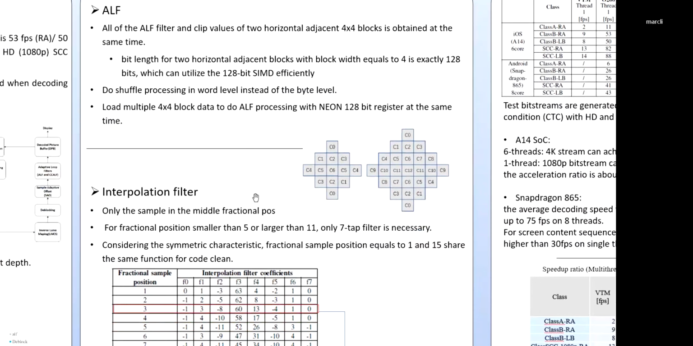First, ALF. As we know, ALF is processed using 4x4 blocks. If the bit depth is 8, the bit length for two horizontally adjacent blocks with block width equal to 4 is exactly 128 bits, which can utilize the 128-bit SIMD efficiently. In addition, we use shuffle processing at word level instead of byte level.